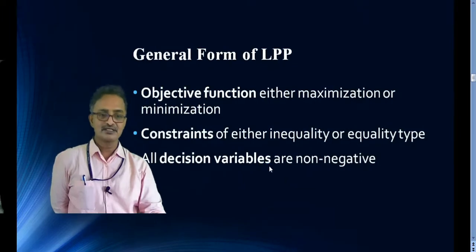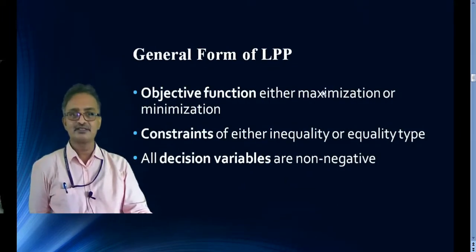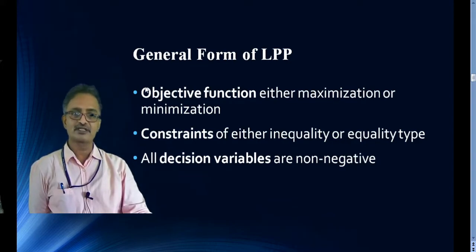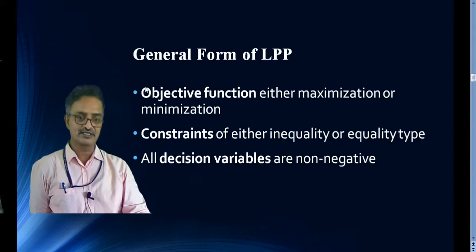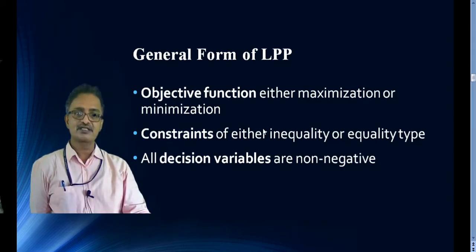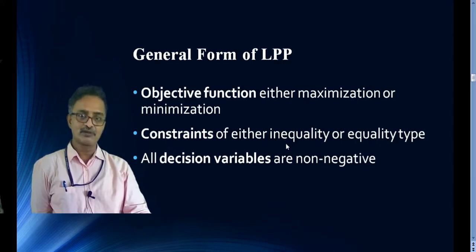Let us summarize. The general form of LPP has the following characteristics: the objective function is either a maximization or minimization case depending upon the problem given, the constraints of the problem are either equality or inequality type, and all decision variables pertaining to that problem are non-negative.